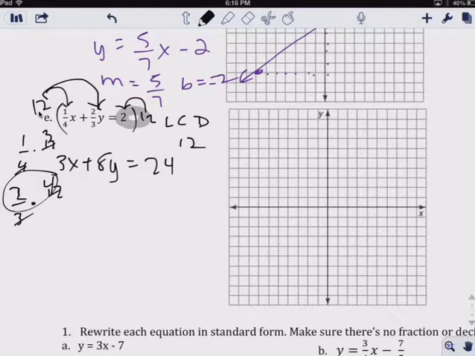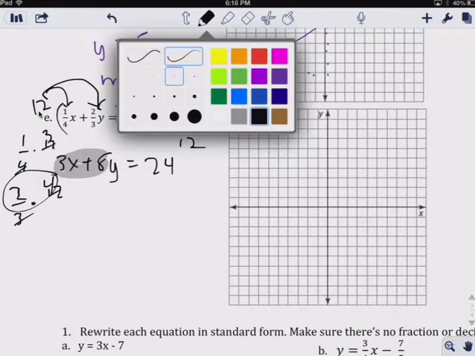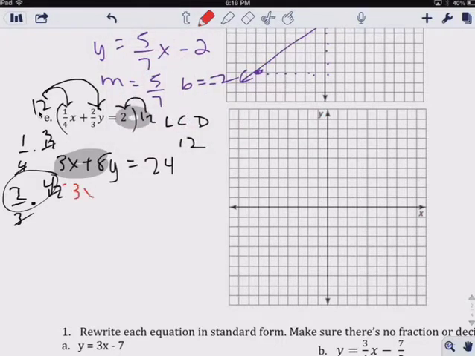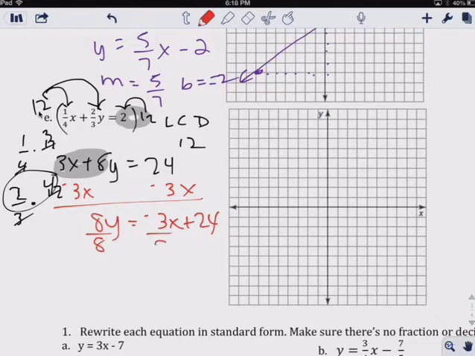Okay, we need to get rid of these two numbers right here. When you have fractions, get rid of them by multiplying by the least common denominator. Makes everything much easier. Okay, so I minus 3x, so I get negative 3x plus 24 equals 8y. Divide by 8, divide by 8, divide by 8. Y equals negative 3 over 8x plus 3.